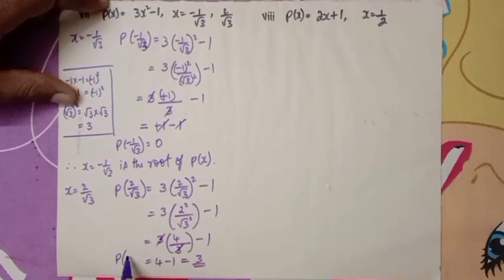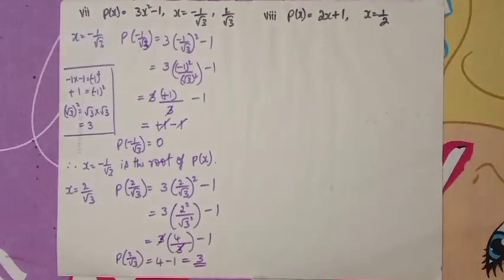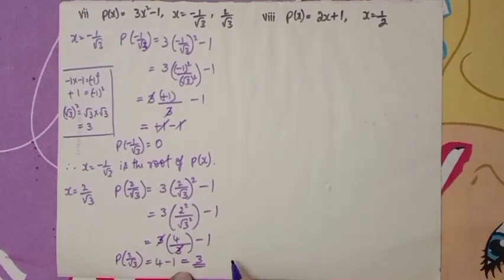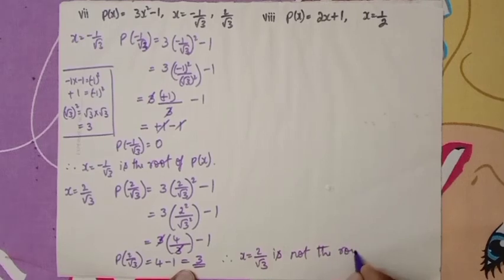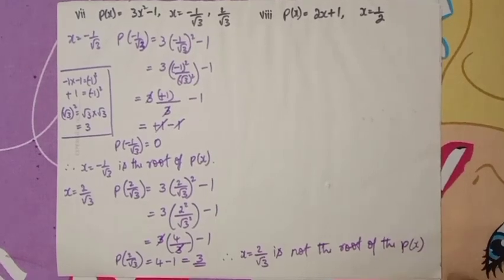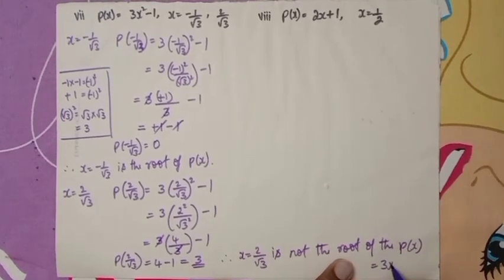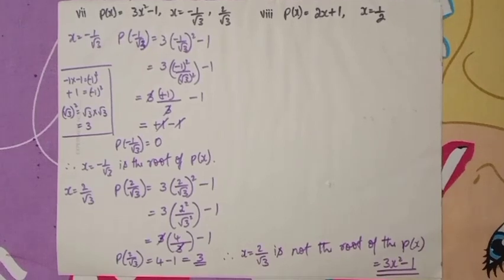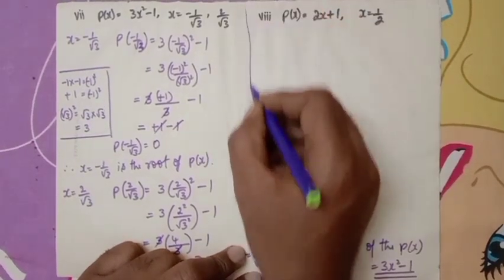Therefore, p of 2 by root 3 is 3, so x is equal to 2 by root 3 is not the root of the polynomial p of x, which is equal to 3x square minus 1. Now let us move on to the next problem.